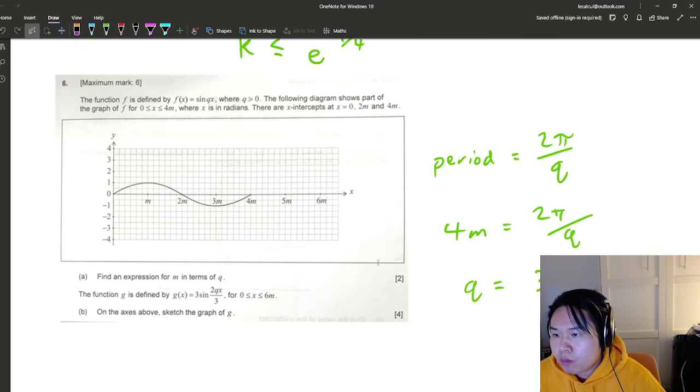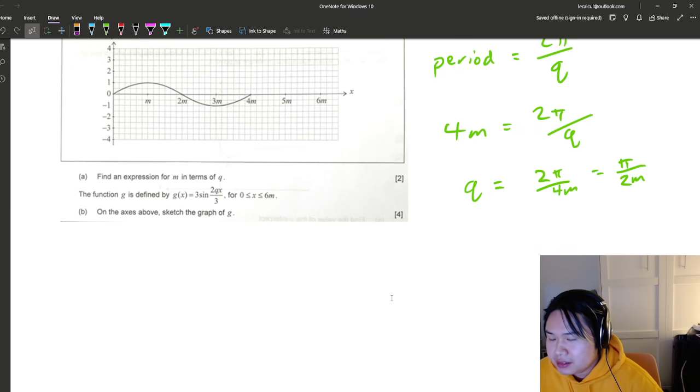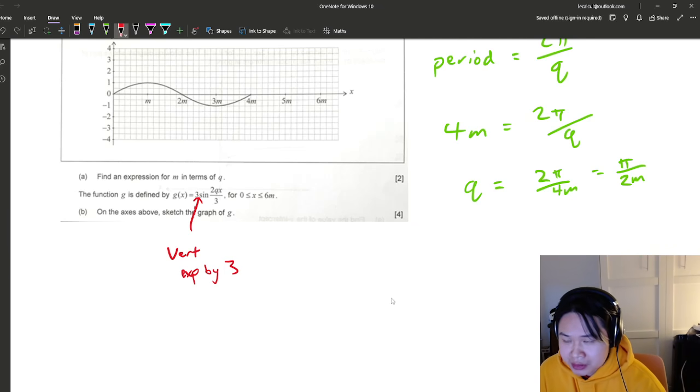And then from there, function g is defined as this. So you're going to need to sketch the graph of g. There's a couple of function transformations that have happened. First off, we have a vertical expansion by 3. So your amplitude is larger. Now your amplitude of your wave is 3.